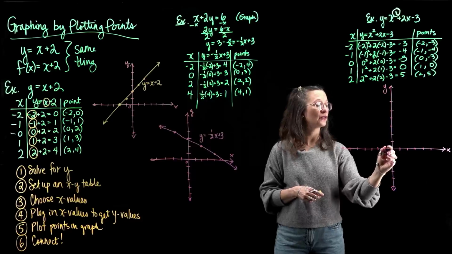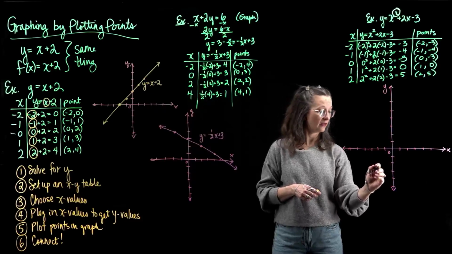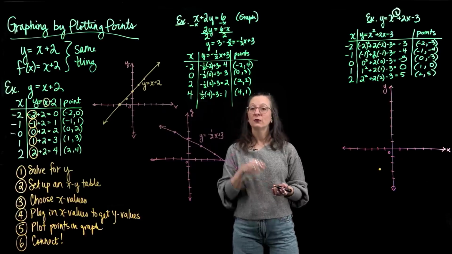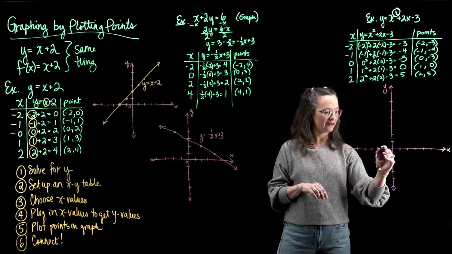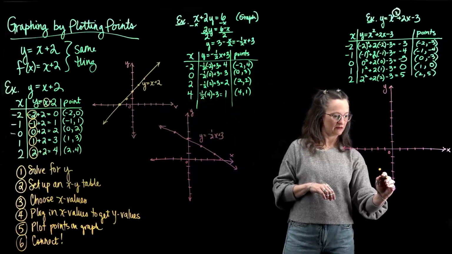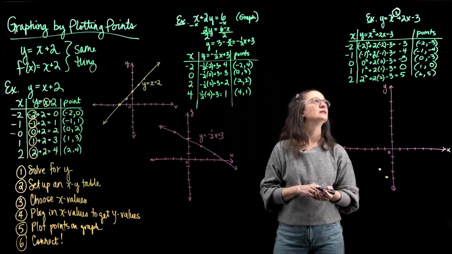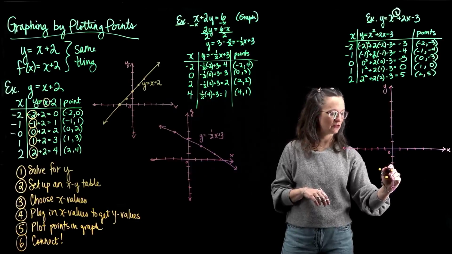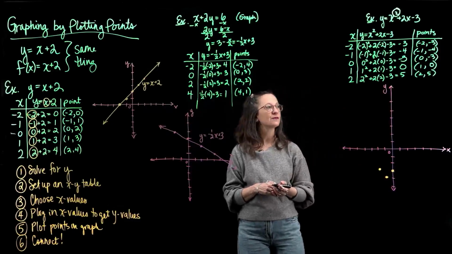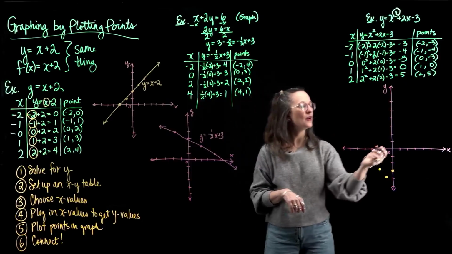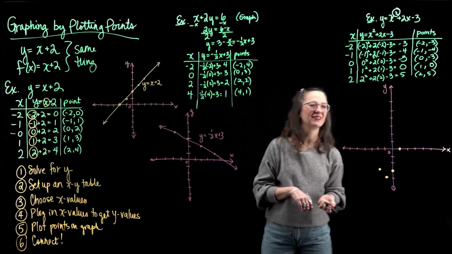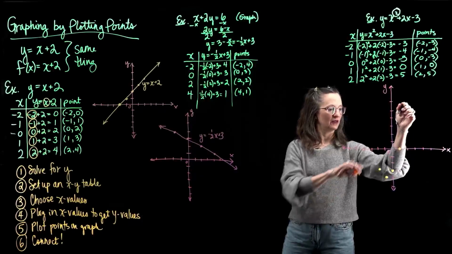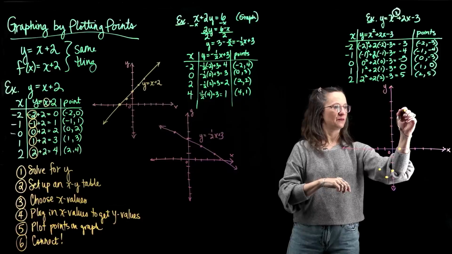So negative 2, negative 3 would be 2 to the left and 3 down. I'm going to put a point right there. Negative 1, negative 4 would be 1 left and 4 down. 0, negative 3, no change in the x direction, but straight down 3 in the y. 1, 0, we have 1 in the x direction and 0 in the y direction. And then finally 2, 5. Let's see, 1, 2, 3, 4, 5 up.